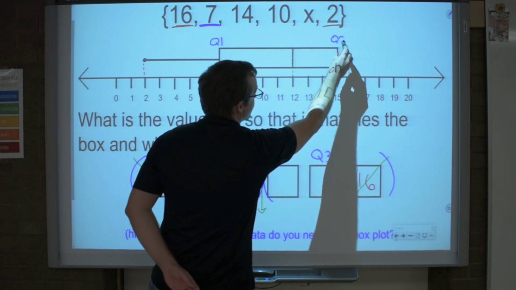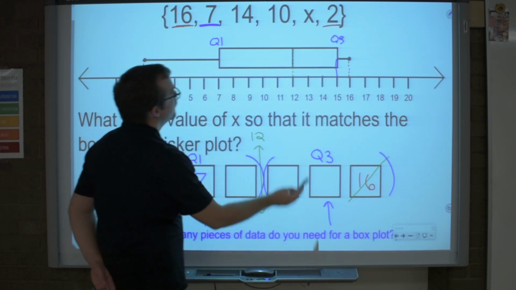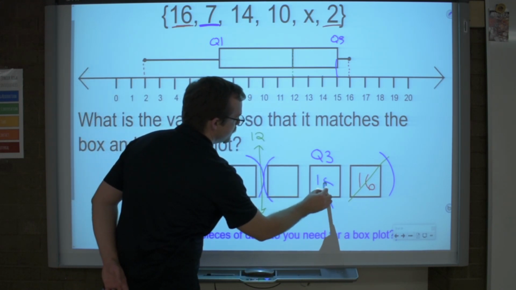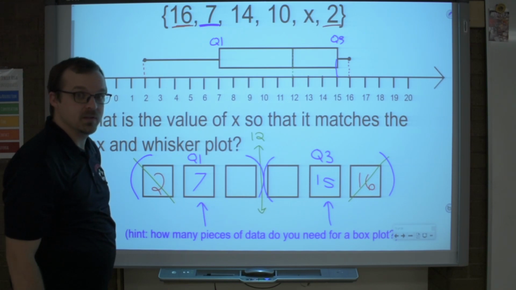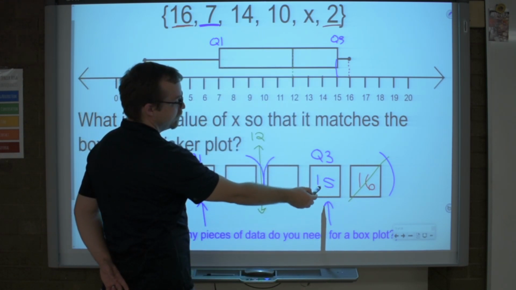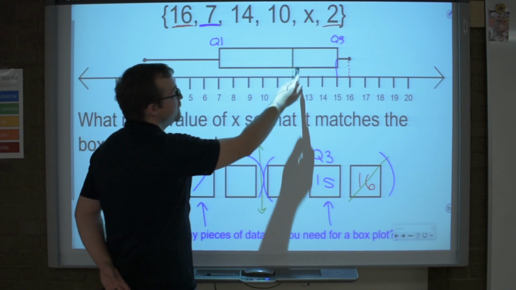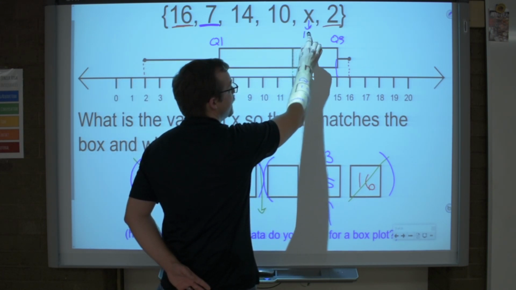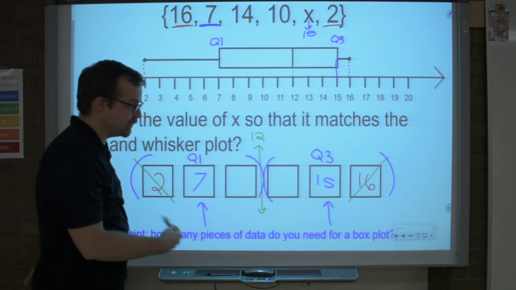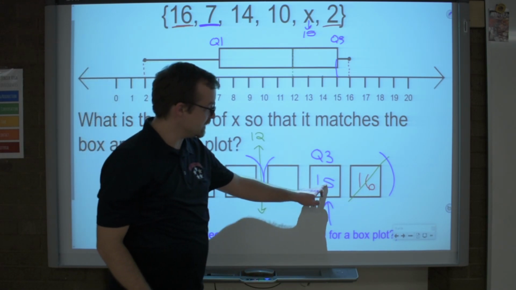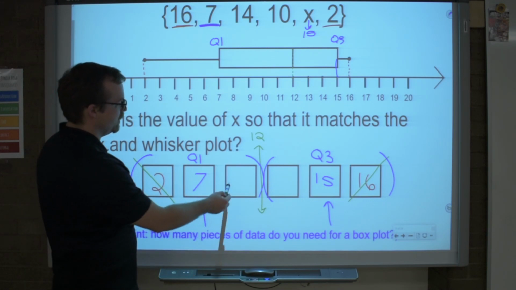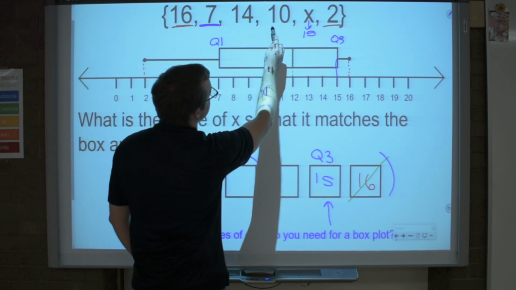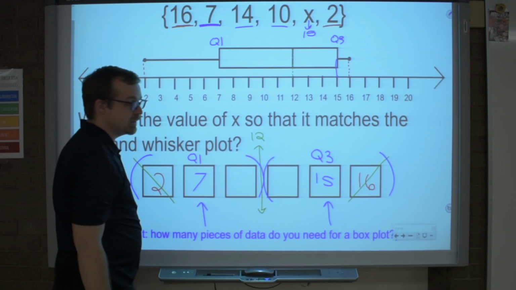Q3, according to my box plot, is 15. And let's put a 15 right here. Do I have a 15 up in my data? I don't. There is no 15 in the data, so what must 15 be? 15 must be my missing value, right? But let's go ahead and finish out my data just to make sure, because 15 has to go here. Let's continue filling out my data. What are the other 2 data points that I could put here? I've got 10 and 14.